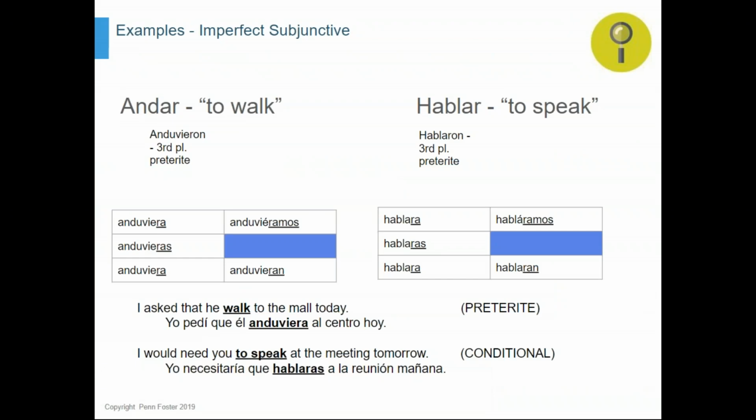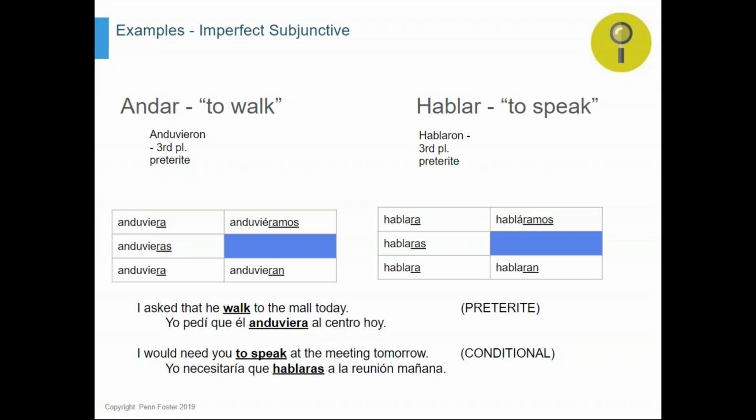All right, so here we have a few examples of conjugations and sentences in the regular imperfect subjunctive. Andar is the verb to walk. If you think about its preterite form, if you said they walked, preterite tense is anduvieron. It's an irregular verb.